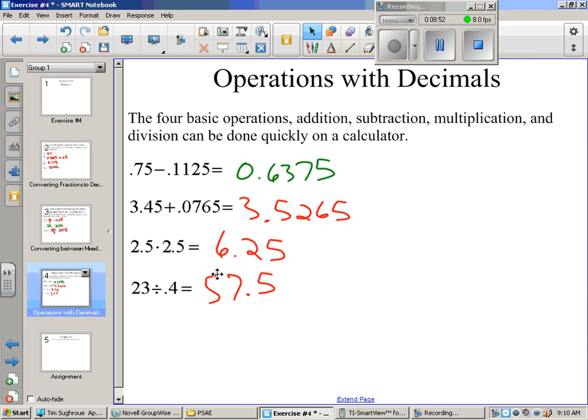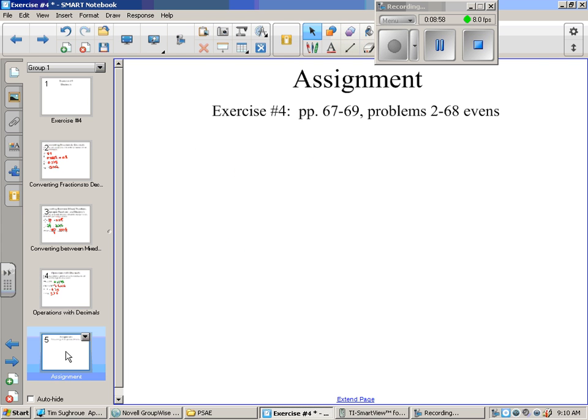Any questions? Today's stuff is pretty straightforward. Hopefully you all had those answers. You're just checking them. Here is the assignment. It seems like a lot, but it's really a lot of calculator work. Exercise number 4. Once we get into exercise number 5, it actually will take 2 days. It'll be kind of a 5-day one and a 5-day 2. Okay? But here it is, pages 67 through 69, 2 through 68 evens. Are we good? Any questions?